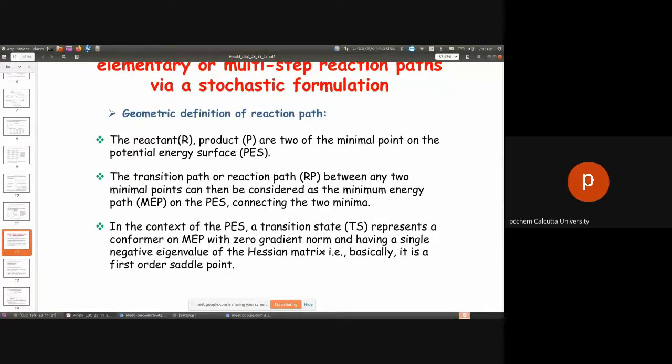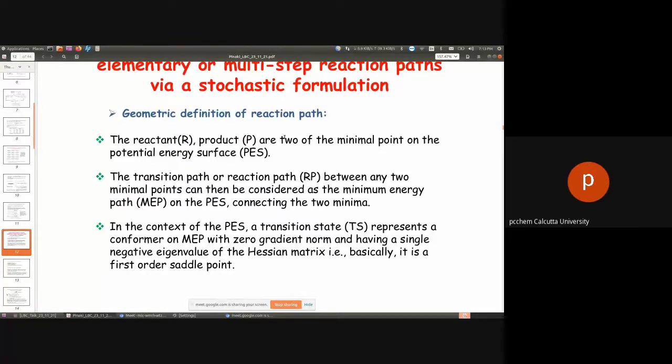Now, chemically, a transition state is defined as a point on the potential energy surface with a single negative eigenvalue of the double derivative matrix. That is, only along one direction will we have a negative value for the double derivative, and in all others it will be positive. If you have more than one negative, those will not qualify chemically as a transition state.